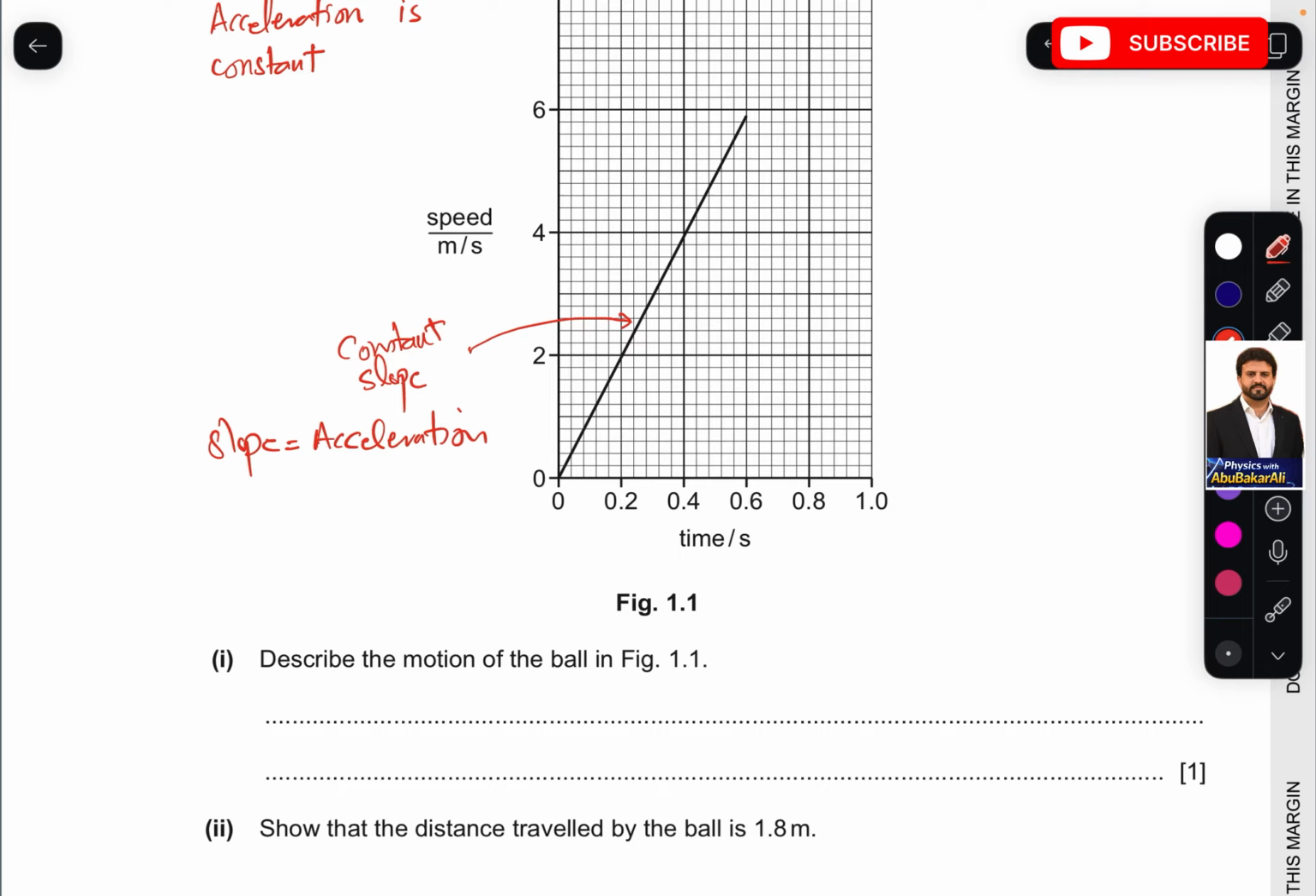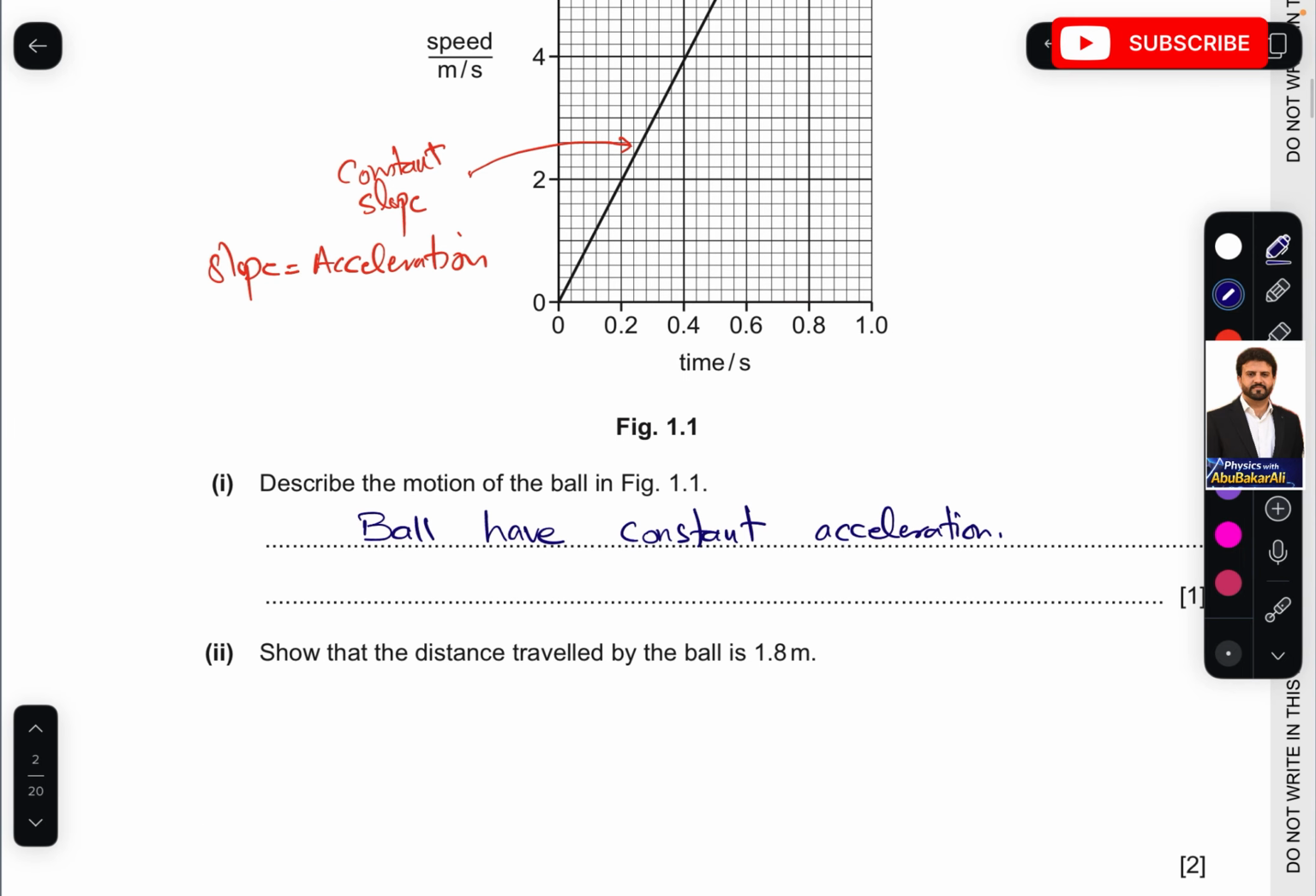So we can simply say that the ball has constant acceleration. Okay, so it's a one mark question, so that is enough.